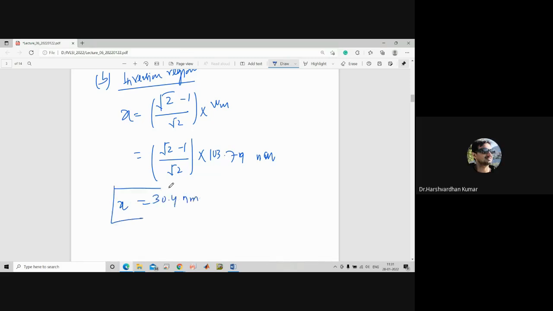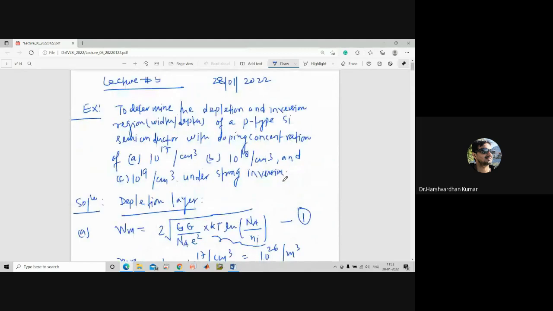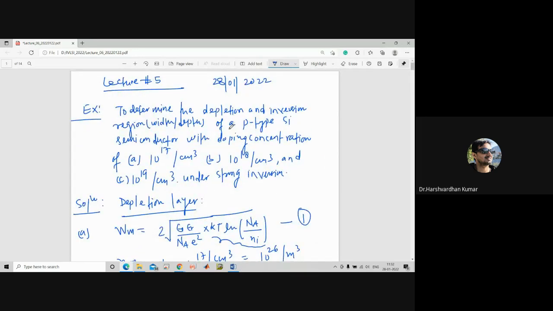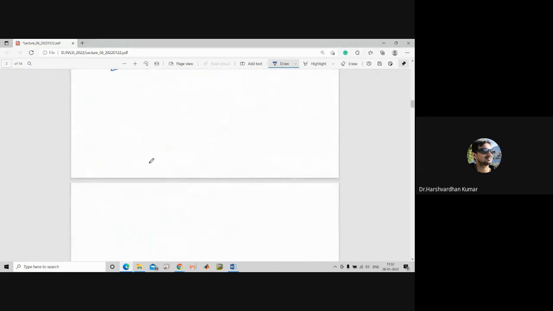So now we have to see the impact of doping, right? That's why I have given the various doping concentrations to calculate the depletion region width and inversion layer width for the doping concentrations of 10 to the power 18 and 10 to the power 19. So you have to do the calculations at home and please tell me the value in the next class.